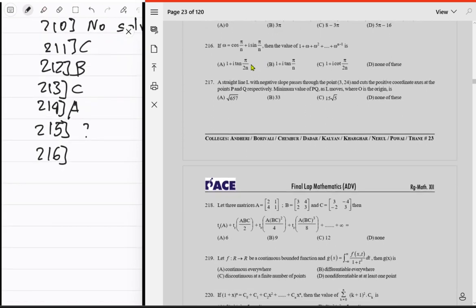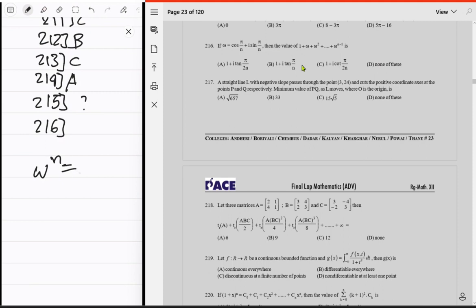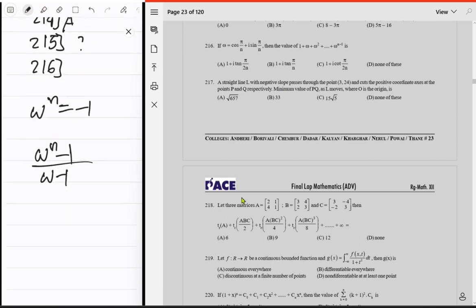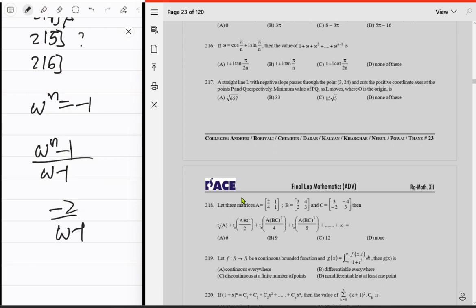216. If omega is equal to this thing, then the value of 1 plus omega. So what are you saying, basically, omega to the power n is equal to e to the power i pi, which is negative 1, right? Then this thing, oh, I have seen this, right? It's just omega to the power n minus 1 upon omega minus 1. Omega is not 1, that's important. Then this thing is what? Just negative 1 minus 1, like negative 2 upon omega minus 1, right?